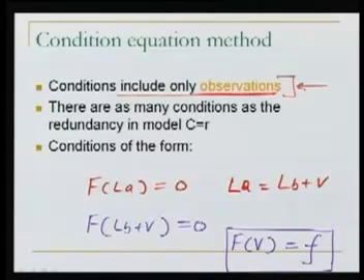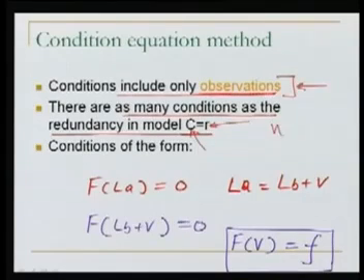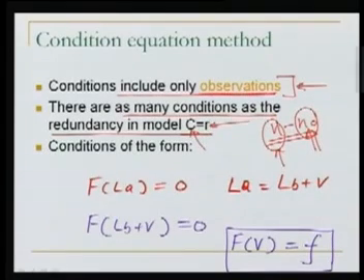Then second, there will be as many conditions as the redundancy in model. So C is number of the equations which we are going to write, and R is the redundancy. We know R is n minus n naught, where n naught is the minimum number of observations which can define our desired thing. N is actual number of observations. Now the conditions we will write of the form, that's the general form here. As you can see here, if I highlight that, is the general form.